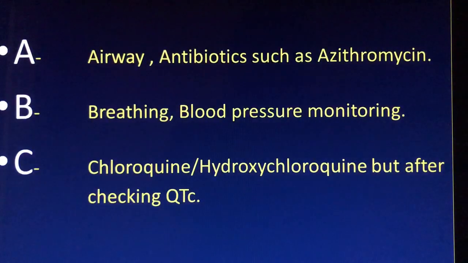A stands for airway and patient's oxygenation, which is very important. A also stands for antibiotics such as azithromycin, which has shown some role in the management of COVID-19 patients. B stands for breathing and also blood pressure monitoring, because some of these patients are also hypotensive and hypovolemic.